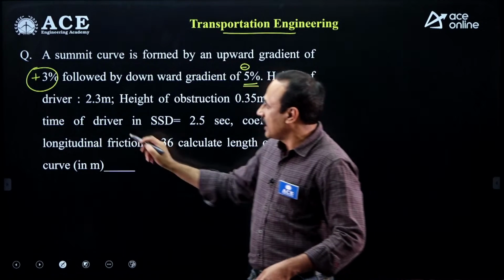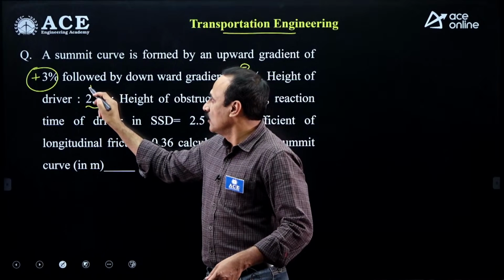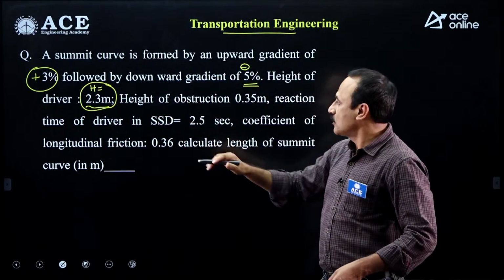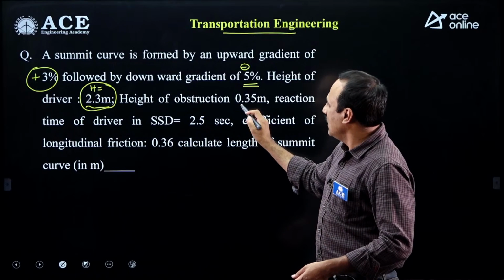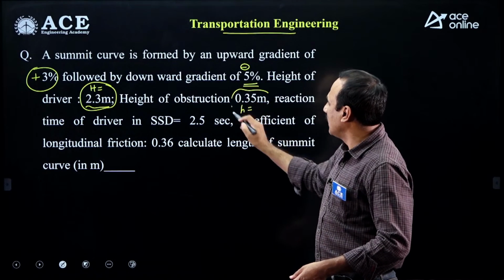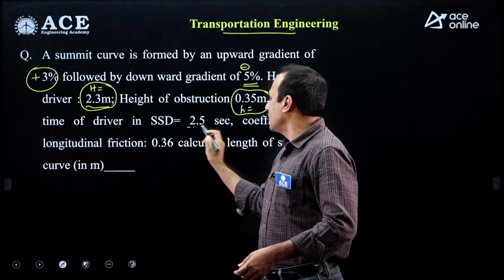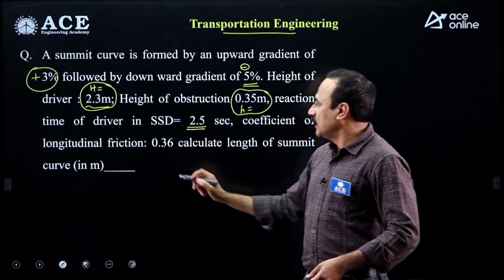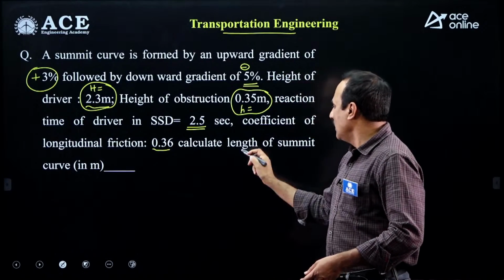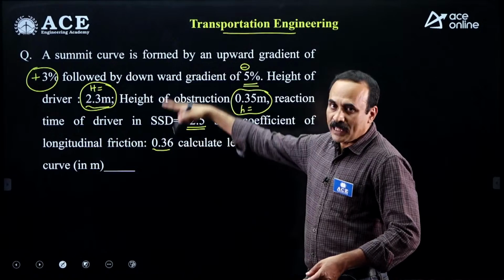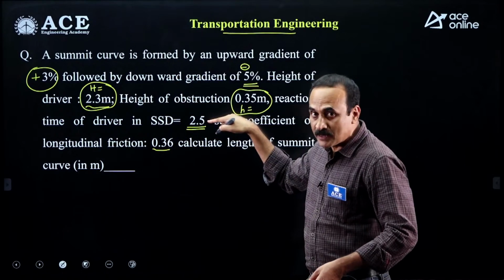The height of the driver is given differently, 2.3 meter is the height of the driver, capital H, it is not as per IRC, something differently given. Height of the obstruction is also differently given, 0.35 meter. Reaction time of driver in SSD is 2.5 seconds. Coefficient of longitudinal friction is given. Calculate length of summit curve in meter.